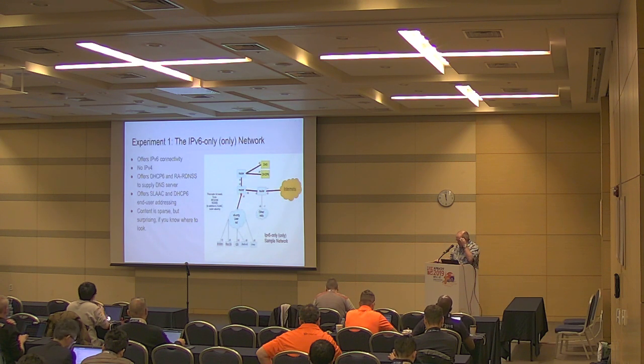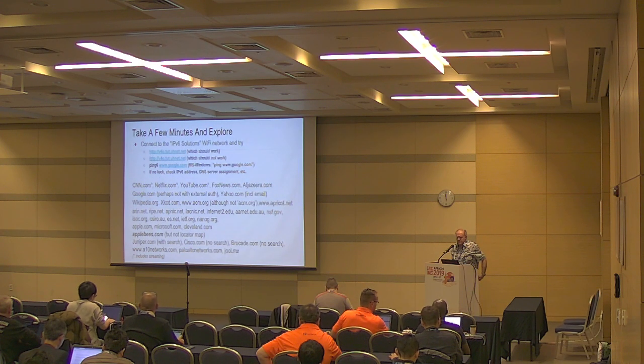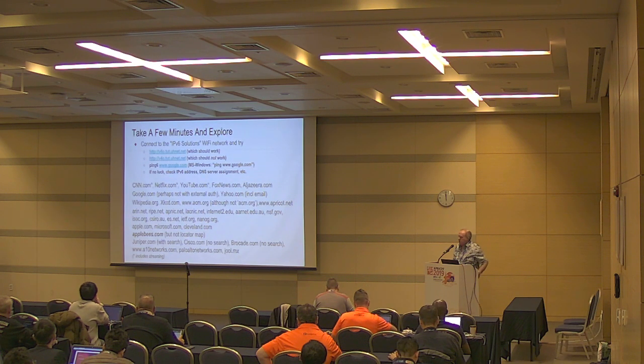So, experiment number one. At this point, if you haven't, I'd like you to join the IPv6 solutions SSID. It offers V6 connectivity, and it gives you access to a name server that gives you, via V6, any kind of responses. So you'll get A records and quad A records and whatever other records you ask for. It offers SLAAC and DHCPv6 and user addressing. And content is sparse but surprising if you know where to look. So at this point, you can take a few minutes and revel in the true V6-only experience. So there are many things. Let me get the other mic.